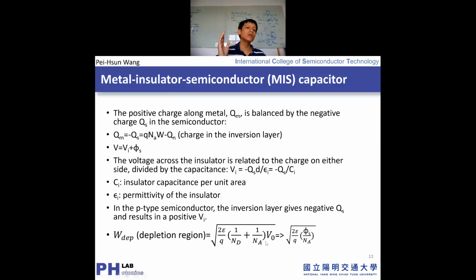And this one can be simplified, as we previously mentioned in the metal to semiconductor connection. If your metal, you can see the metal is infinitely doped, so the Nd is much higher than the p-type system, so you can ignore the first term. When you ignore the first term, you get 2 epsilon over Q, 1 over Na multiplied with the built-in potential. And how much the built-in potential is determines how much surface potential we applied, right?